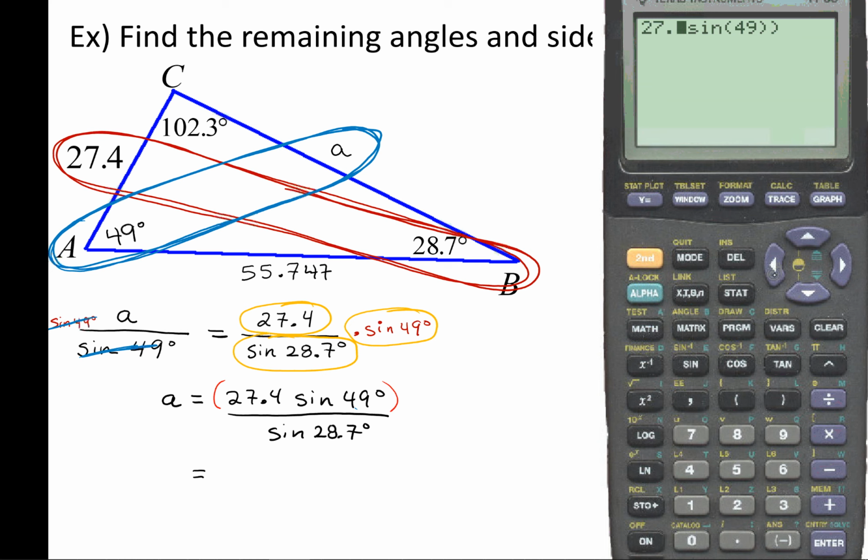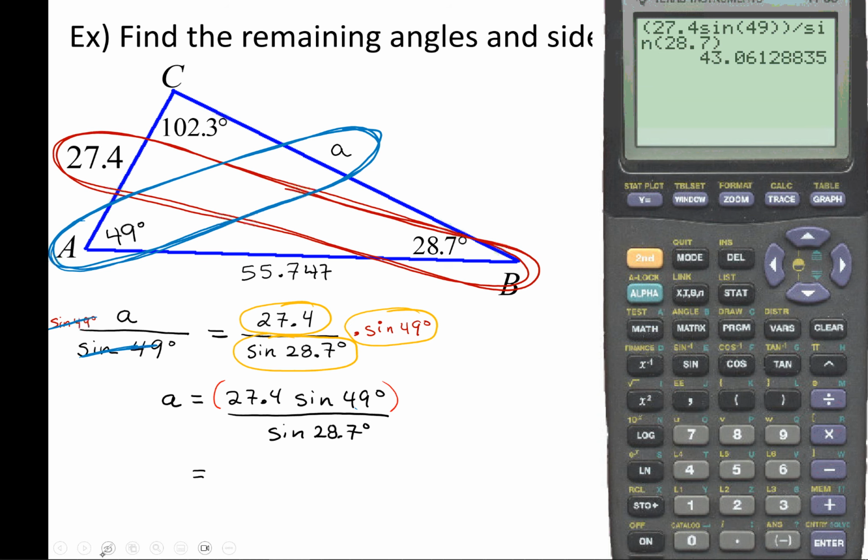And I'm going to go to my beginning, and I'm going to insert. Okay, you may not have that on your calculator, so you might have to delete everything on yours and start over. But I'm going to insert open parentheses, and I have what I need, which is parentheses 27.4 times the sine of 49 degrees, and then I want to divide that by sine of 28.7 degrees. Okay, and again, the bottom, I don't need a parentheses. If you'd like to put one, you can. I'm going to hit enter on that.